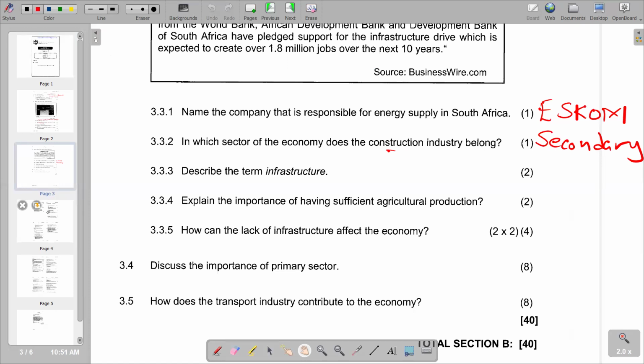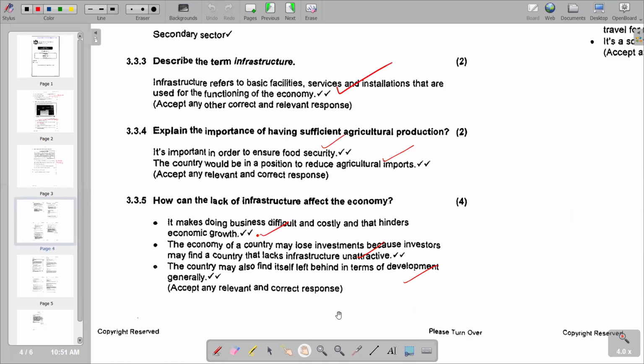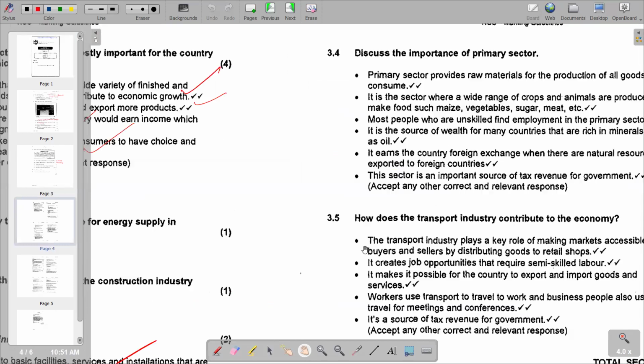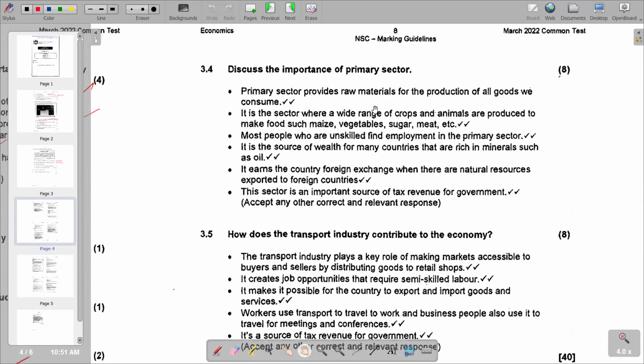So basically, let's go again to the other sections and try to see what explanations we have on 3.4. The first one is saying the primary sector provides raw materials for the production of all goods we consume, which is actually correct. Then we go to the next part, which is the sector where a wide range of crops and animals are produced to make food such as maize and vegetables, and people find employment in the primary sector. So the creation of employment is also very important in the primary sector. It is the source of wealth for many countries that are rich in minerals such as oil. Source of wealth, then we go to the next one.